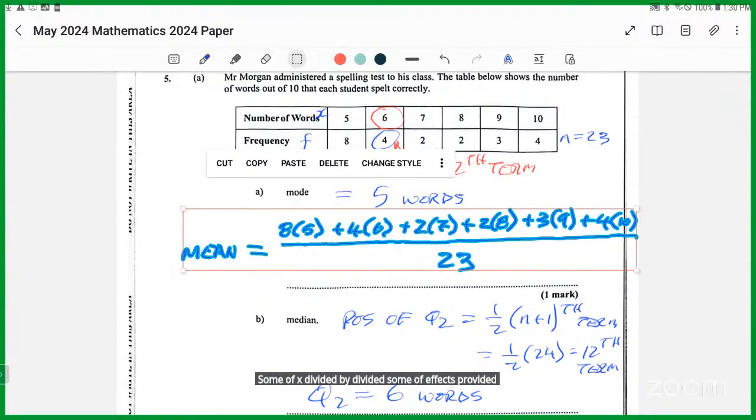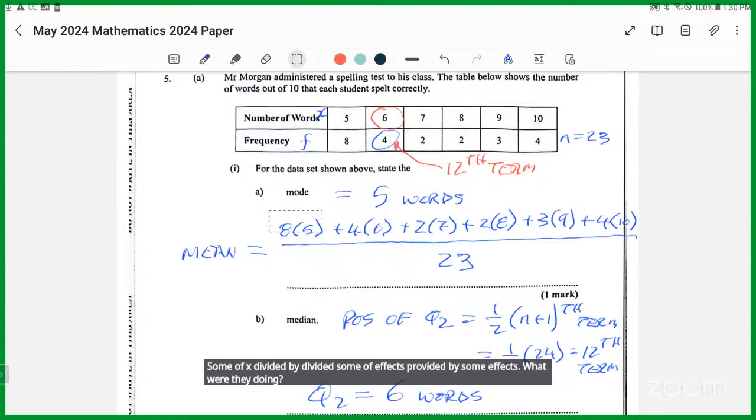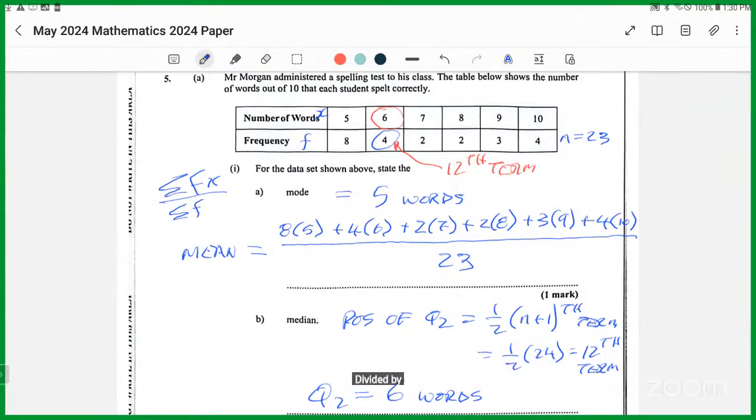Now what we did up here was the sum of fx. Remember the mean is the sum of fx divided by the sum of f. So up here is the sum of fx that we just did, and this is the sum of f, the sum of the frequency. So this is what gives you the mean. Sum of fx divided by the sum of f gives you the mean. All right, so I'm copying this down now. I'm putting it in the place where it's supposed to be.